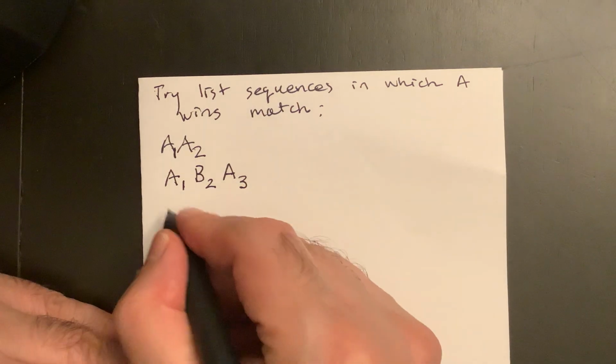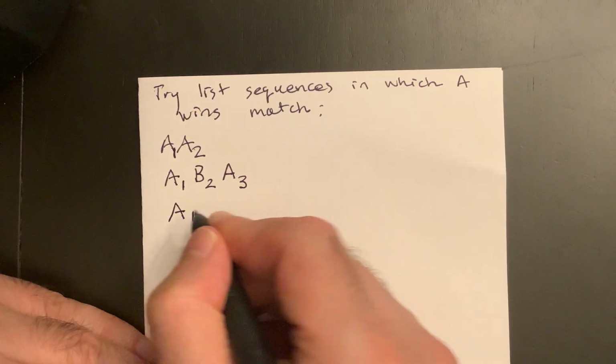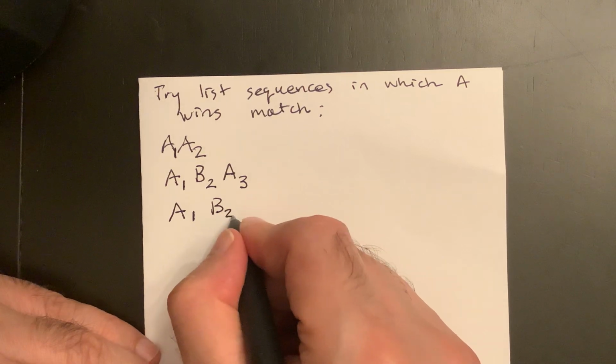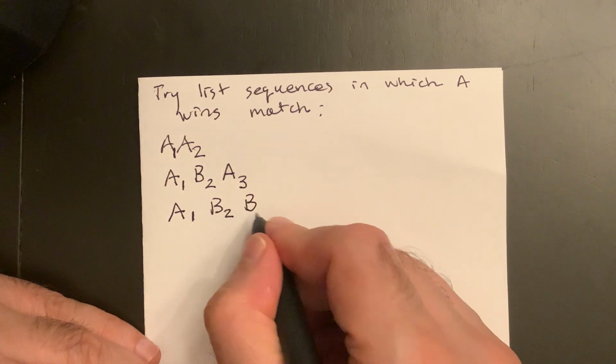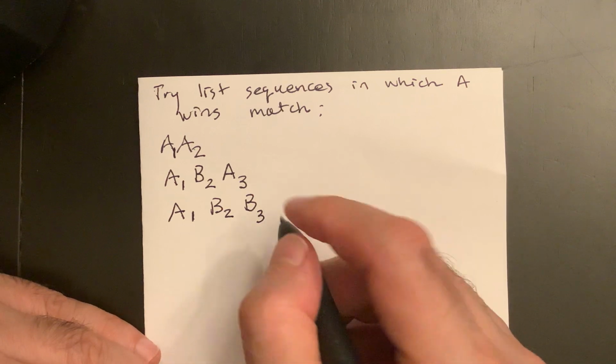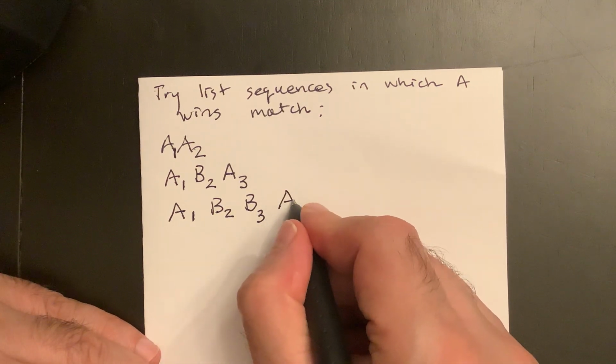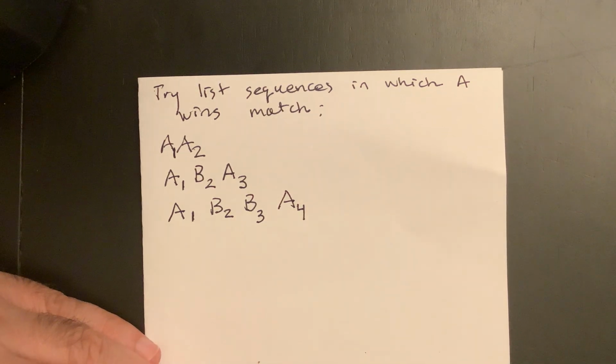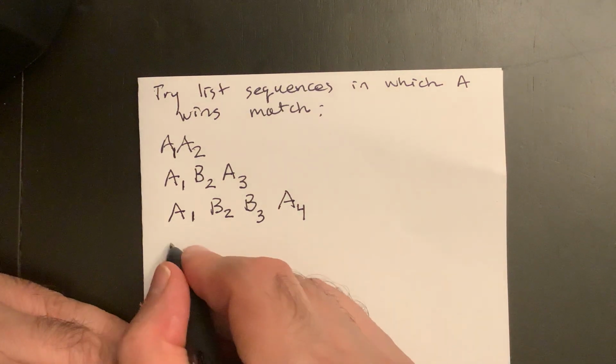Okay, what else? A could win this. B could win this one. B could win this one too. But B can't win the next one because then B would win. So then I have A for the last. What else could happen? B could win this one.